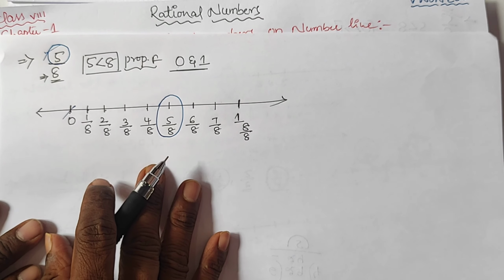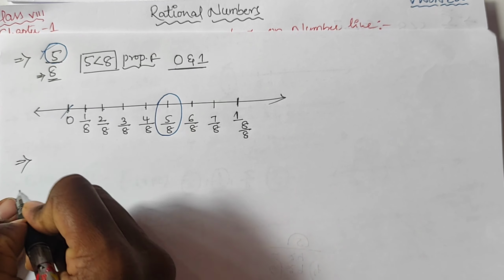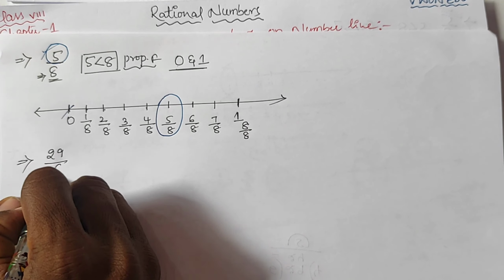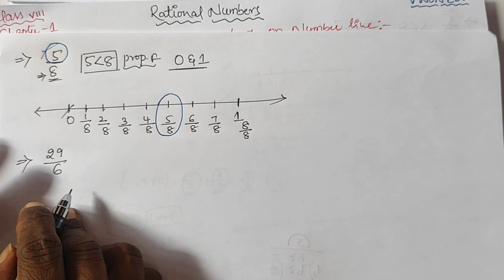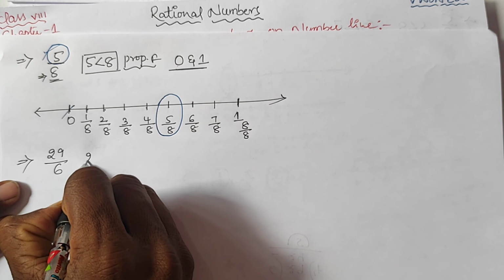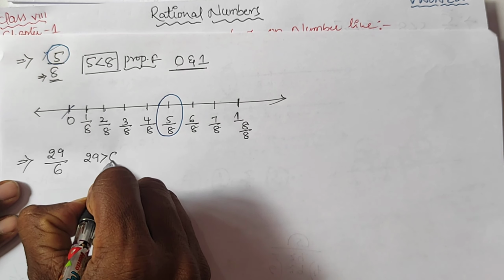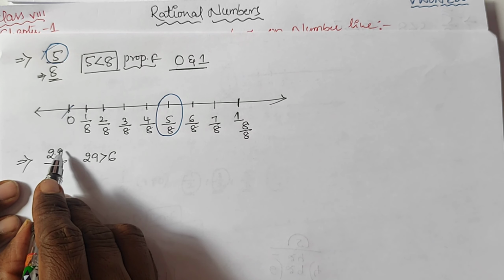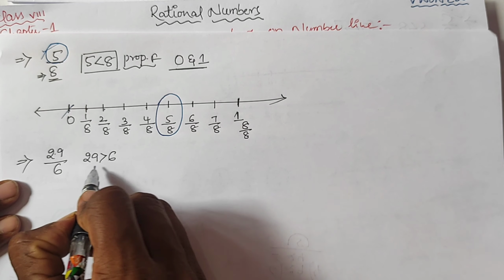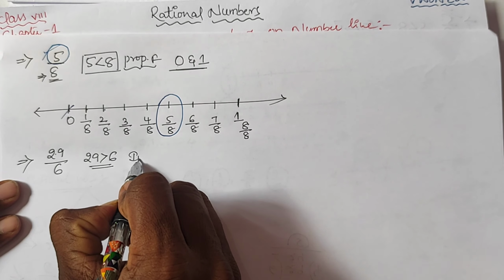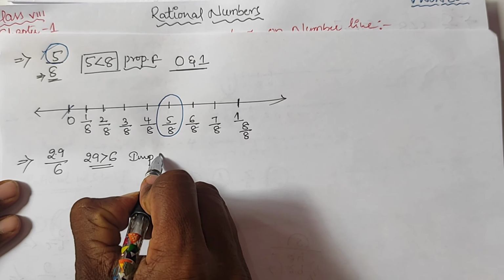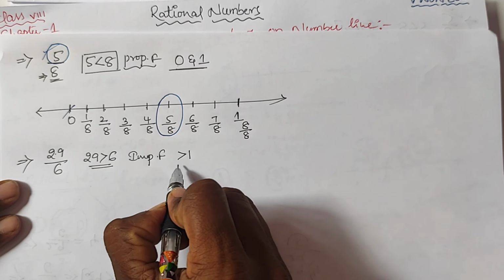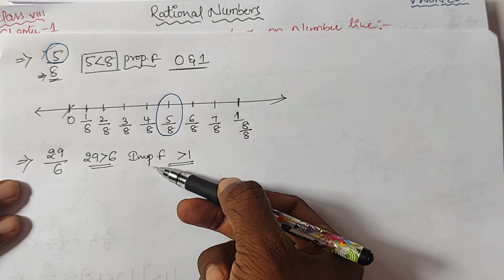Now we'll consider one more example, an improper fraction. Okay, so considering here 29 by 6. So here we know that 29 is greater than 6. Nothing but the numerator is greater than the denominator. So it is an improper fraction. Yes, that means the value is compulsorily greater than 1.